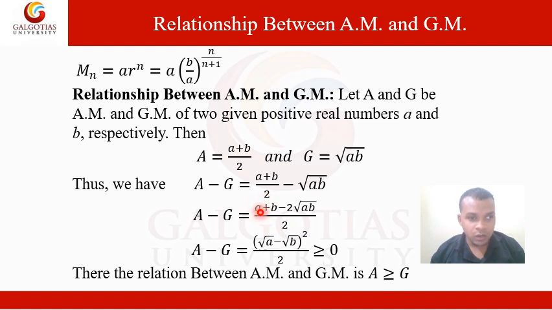This is the square of root a, this is the square of root b, minus 2 times root a into root b. So I can write (root a minus root b) whole squared divided by 2, which will always be positive. So I can say that A minus G is always greater than or equal to 0, or the relation between A and G is that A is always greater than or equal to G. That means the arithmetic mean is always greater than or equal to the geometric mean.